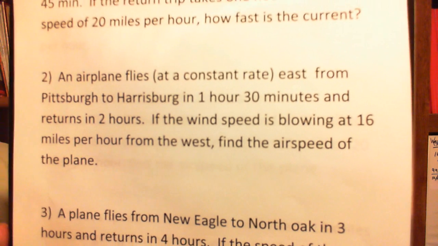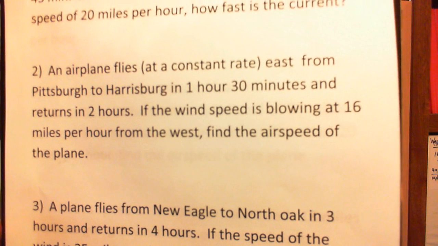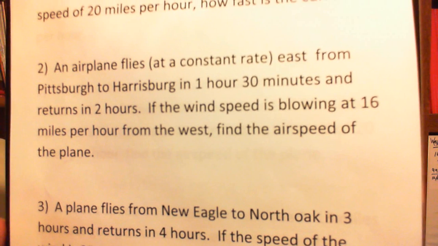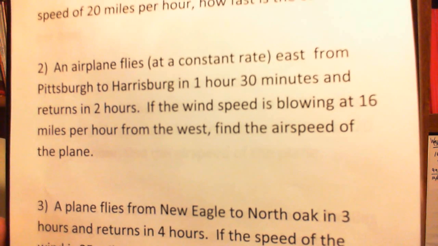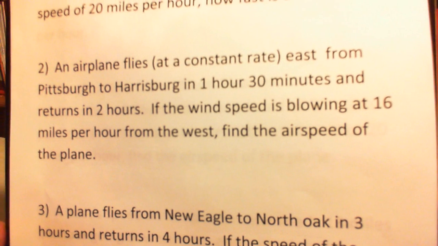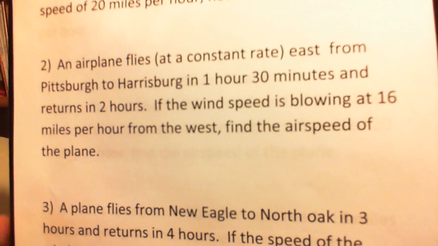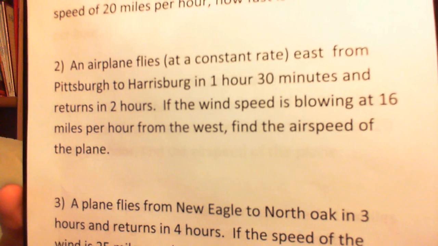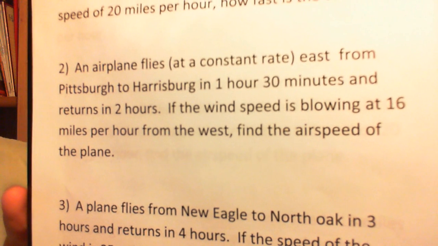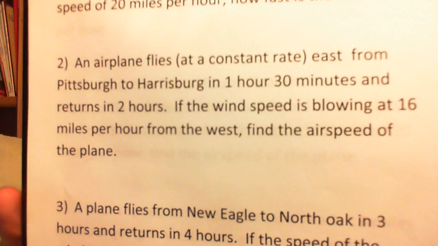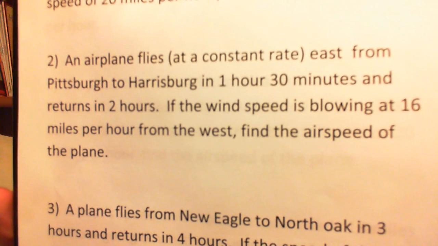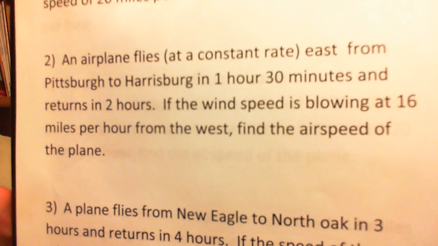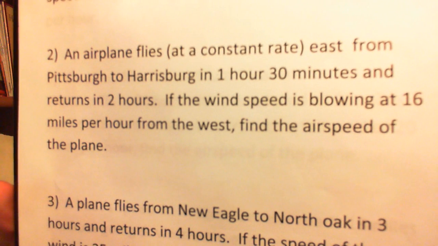An airplane flies at a constant rate east from Pittsburgh to Harrisburg in 1 hour 30 minutes and returns in 2 hours. If the wind speed is blowing at 16 miles per hour from the west, find the airspeed of the plane. Alright, so first of all, the wind is blowing from the west to the east. The first sentence says an airplane flies at a constant rate east, from west to east. So that's with the wind.